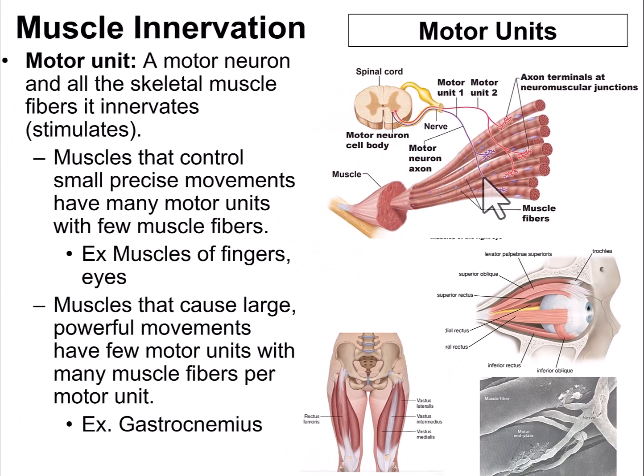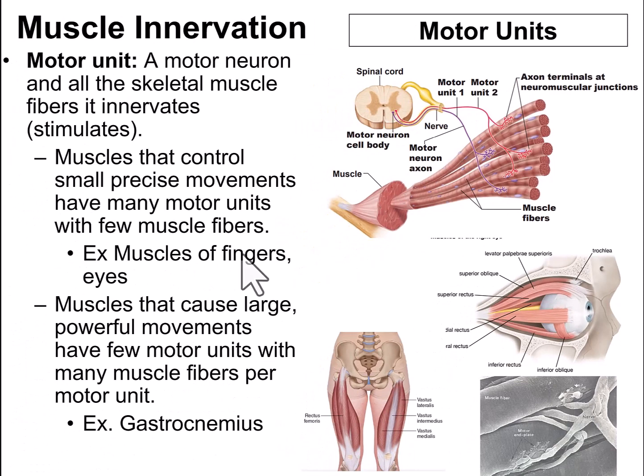And looking at the innervation of very fine muscle movements, like the fingers and the eyes, you're going to see that a typical motor neuron may innervate 10 to 15 different muscle cells. So not a lot of muscle cells.